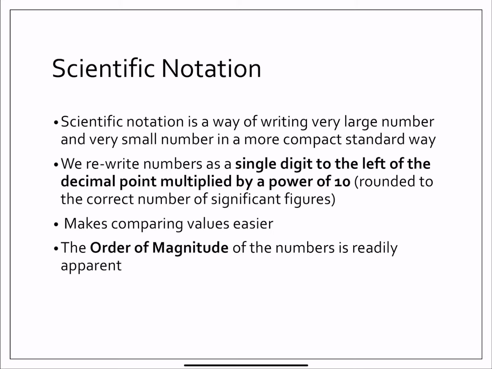So starting off, there's this idea of scientific notation. Scientific notation is basically a method of writing numbers that are really, really large or really, really small in a way that's more succinct and compact, right? And the idea is that we're taking a really, really large number and we're going to write it as one single digit with some decimal places, and we're going to multiply it by some power of 10, right?